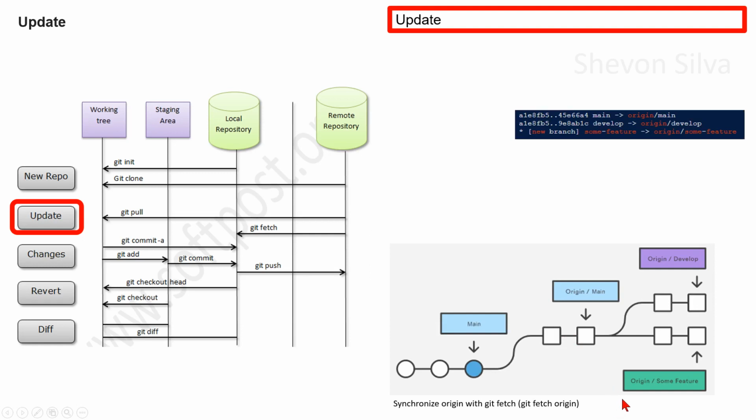Here we are considering synchronizing origin with git fetch, and this command is git fetch origin. Here we work through the typical workflow for synchronizing your local repository with the central repository's main branch. The command here we are considering is git fetch origin, and this will display the branches that were downloaded in this example here.